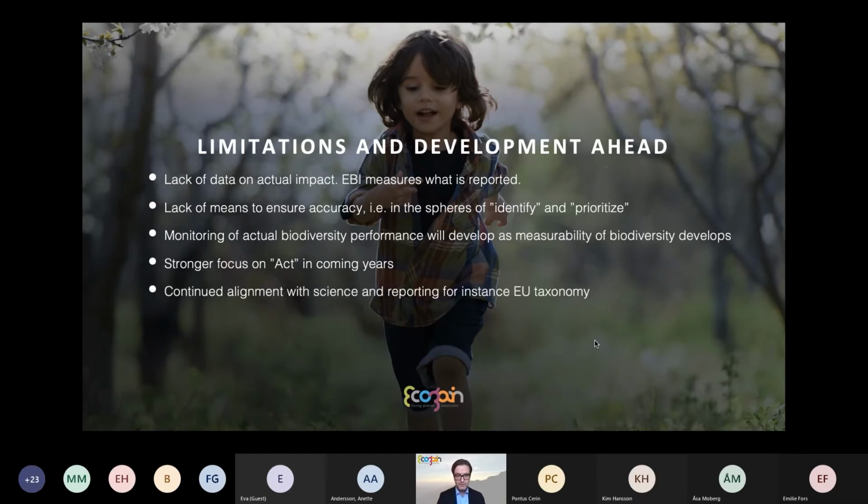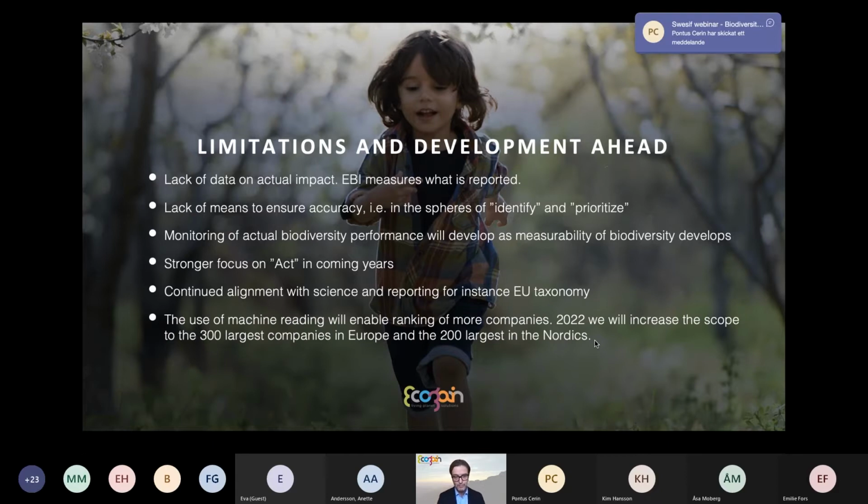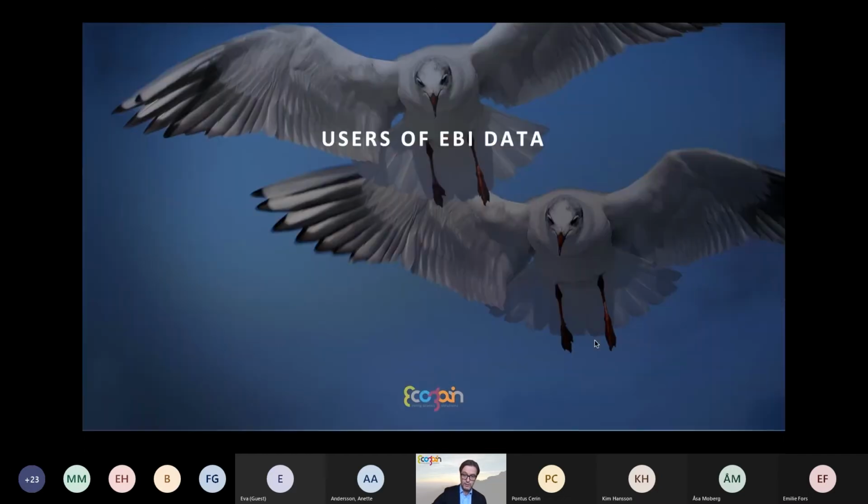And continue alignment with science and reporting, for instance, EU taxonomy. We follow that closely in order to secure that we also develop the questions that we do have. And the use of machine reading, which we have enabled, will also enable more companies and an effective, measurable process for ourselves. And we will increase the scope to the 300 largest companies in Europe in 2022 and the 200 largest in the Nordics.